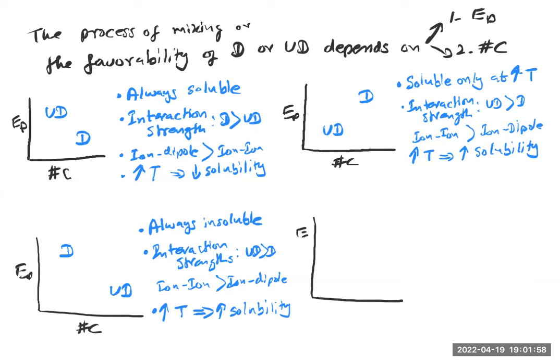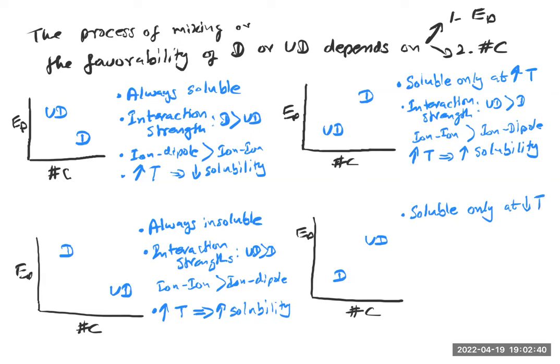Potential energy, number of configurations. In this case, we have our dissolved state in this quadrant. This quadrant is favored by the potential energy, because it has a lower potential energy, but not favored by the number of configurations, because it has a lower number of configurations. If you have a situation like this, this is going to be soluble only at low temperatures.